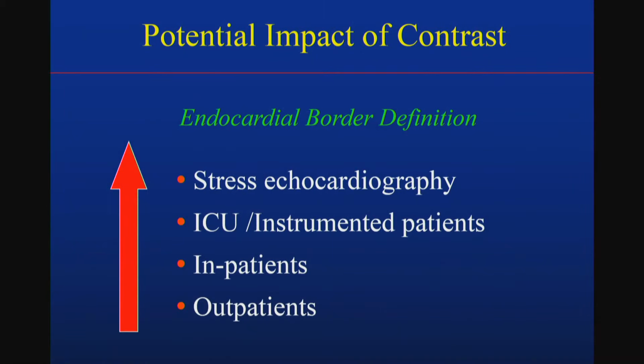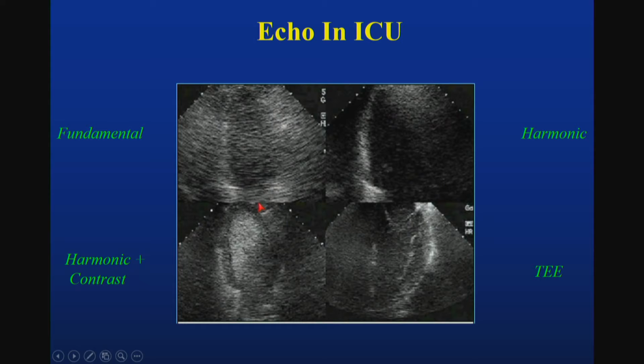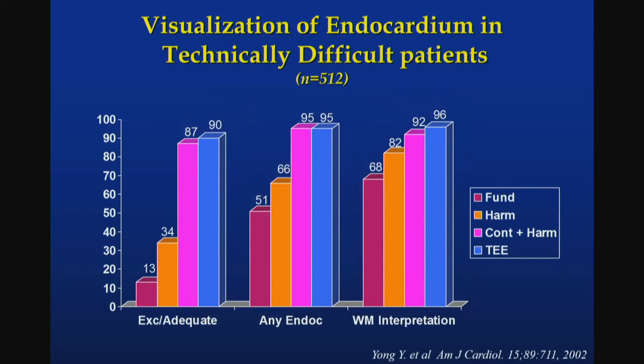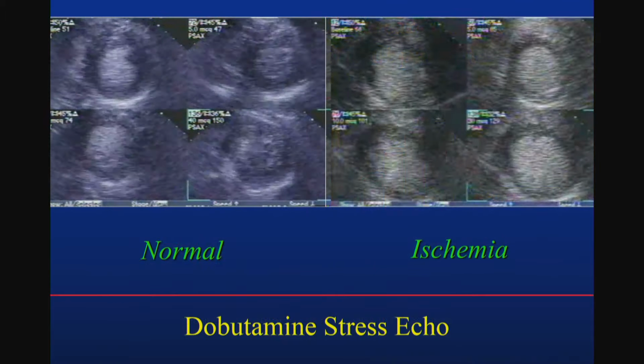So potential impact of contrast, stress echocardiography. In the outpatient setting, this is an old slide and I kept it because it's still there. The least probably is in the outpatient, more in the inpatient ICU setting, and stress echocardiography where it can change quite a bit. This is from an old study that we did in the ICU where you didn't see more than half of the segments. We used harmonic initially, harmonic and contrast, and compared it to TEE. Harmonic and contrast was almost as good as transesophageal in evaluating wall motion and ventricular function overall.